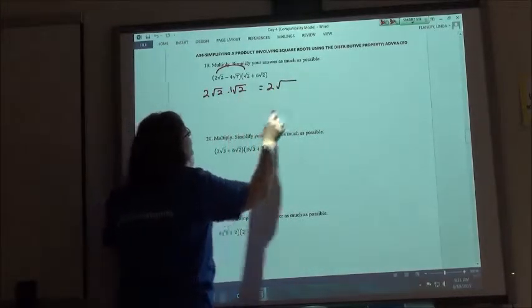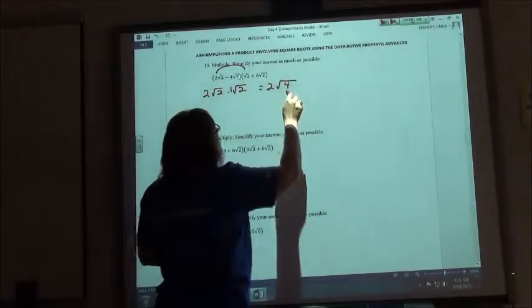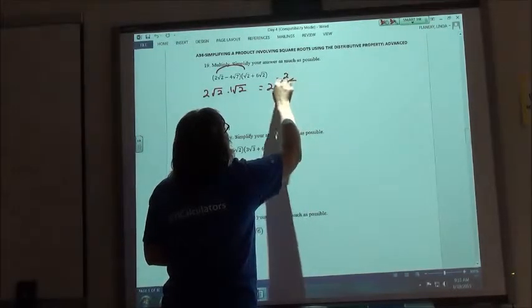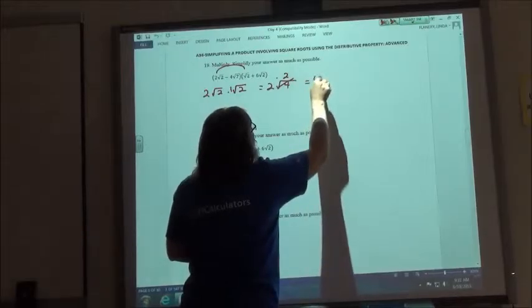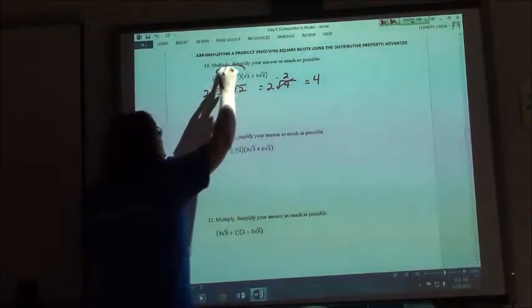Square root of 2 times square root of 2 is square root of 4. We then want to simplify that. Square root of 4 is a perfect square, so we make that a 2. 2 times 2 just gives us the 4. Then we're going to do our outside pair.